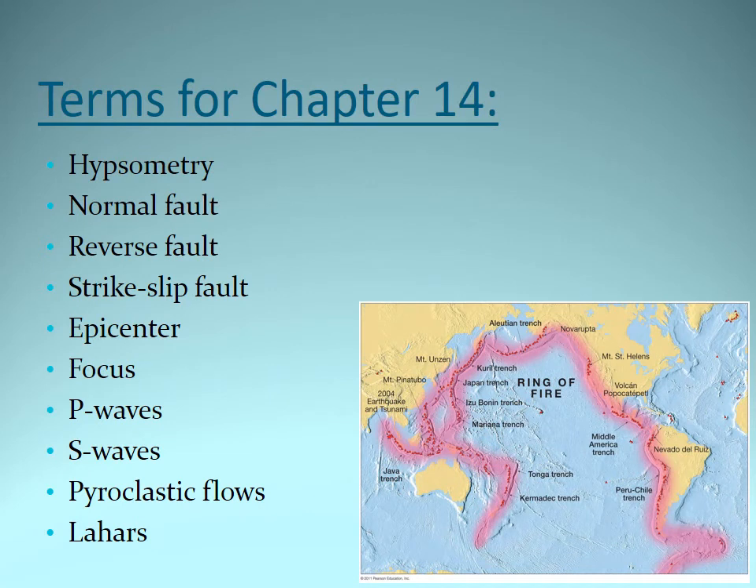So for this chapter, we are looking at several new terms. We're going to look into something called hypsometry, which is relative elevation of ocean floor and continental mountains. We're going to get into different types of faults, the terms surrounding earthquakes, such as epicenter and focus, P waves and S waves, and then deal with some byproducts of volcanic eruptions, such as pyroclastic flows and lahars.